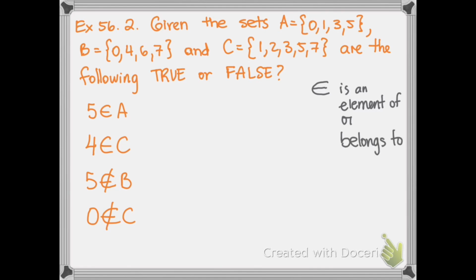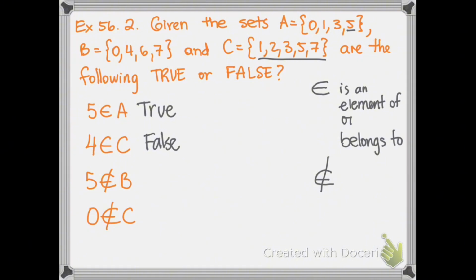So when I read the first one, it says 5 is an element of A, or 5 belongs to A. So I come here and I see that A has a 5. So that is true. So that is a true statement. The next one, it says 4 belongs or is an element of C. Now I come here to C and there's no 4. So that is false.